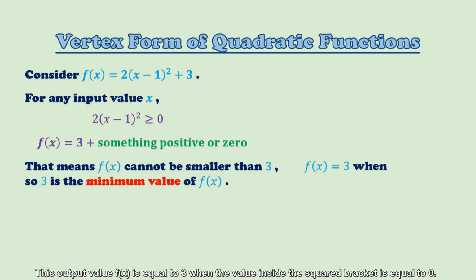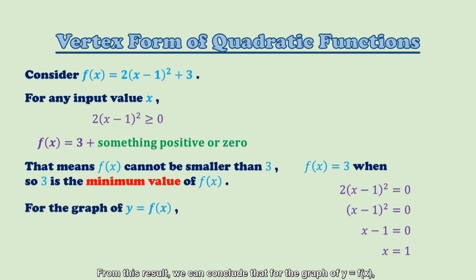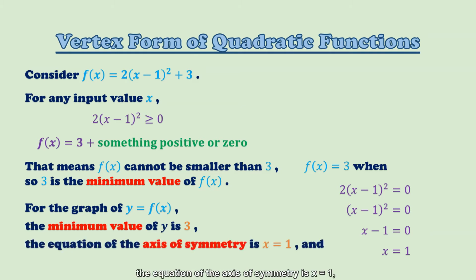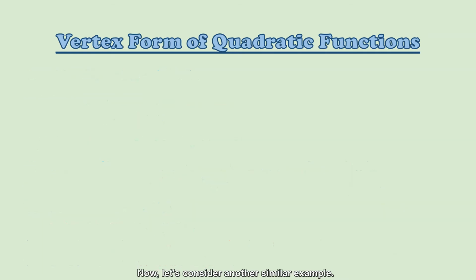This output value f(x) is equal to 3 when the value inside the square bracket is equal to 0. That means when the input value x is equal to 1, then the output value f(x) will be equal to 3. From this result, we can conclude that for the graph of y equals f(x), the minimum value of y is 3, the equation of the axis of symmetry is x equals 1, and the coordinates of the vertex are (1, 3). Now let's consider another similar example.